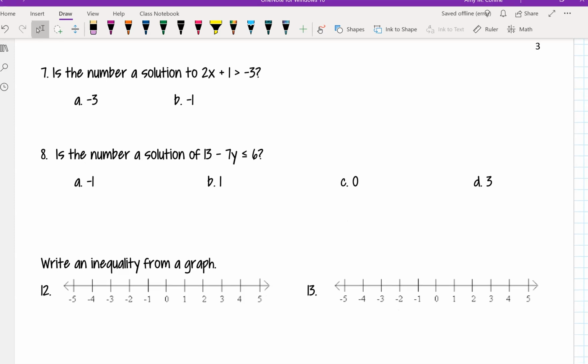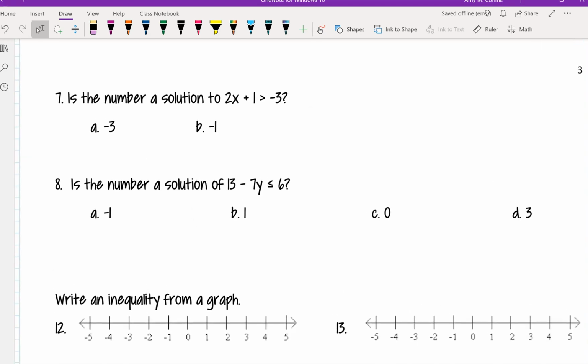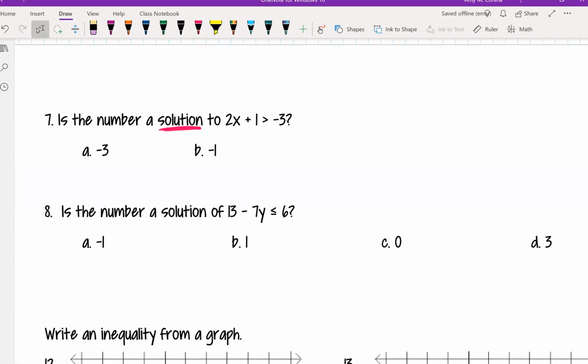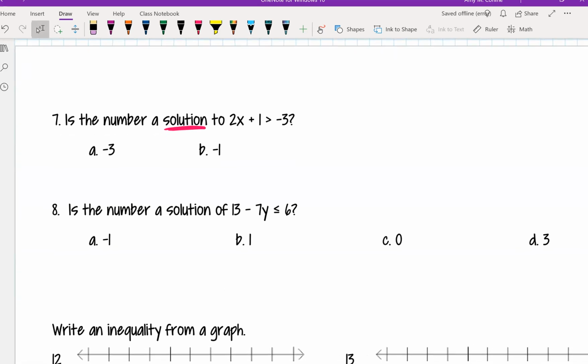So for 7, is the number a solution of that inequality? For A and B, there's a couple of things you could do. You have these two numbers. How would you determine if they are a solution to that inequality? Well, you could plug it in, okay? Or you could solve your inequality and go from there.